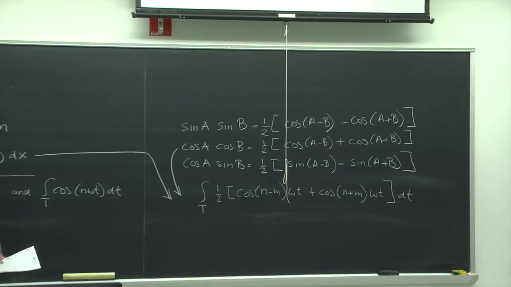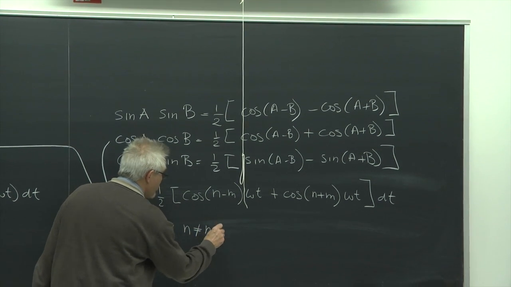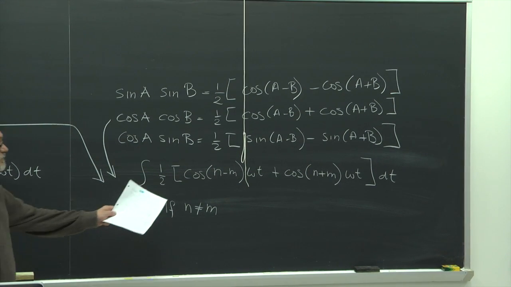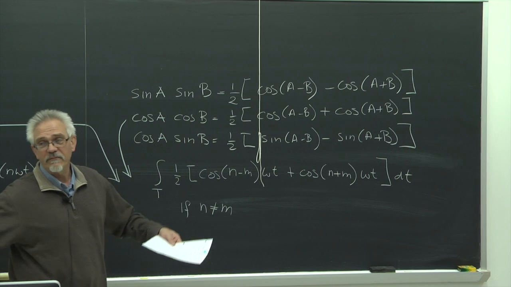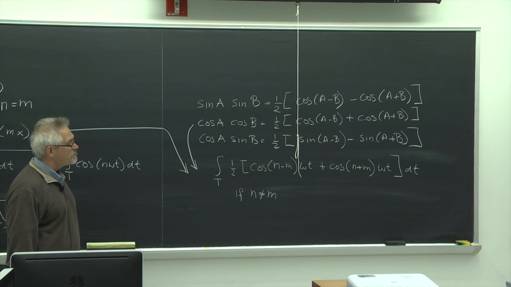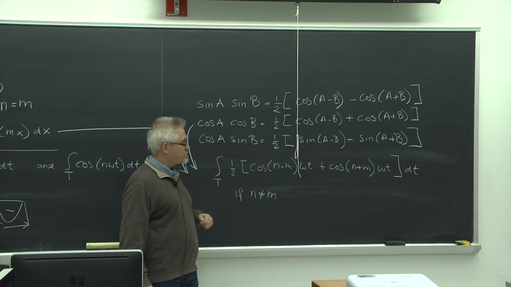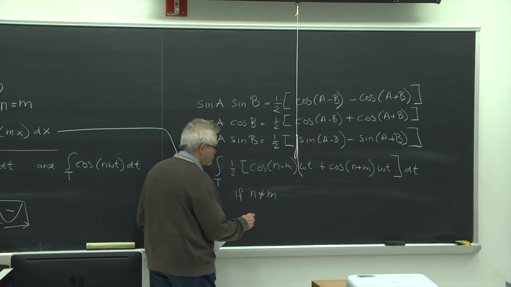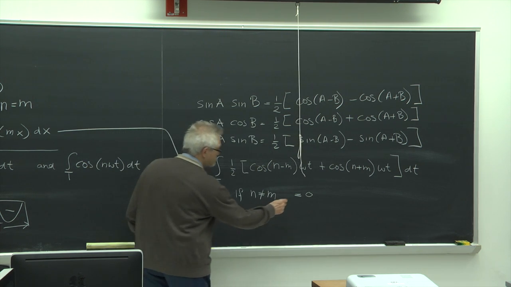And now you can see that if n is not equal to m, in that particular case, I will have some kind of a cosine here and a cosine there with some integer value that is being evaluated over a full period T. So that means that in that case the integral of the first term will evaluate to 0 and the integral of the second term will evaluate to 0.